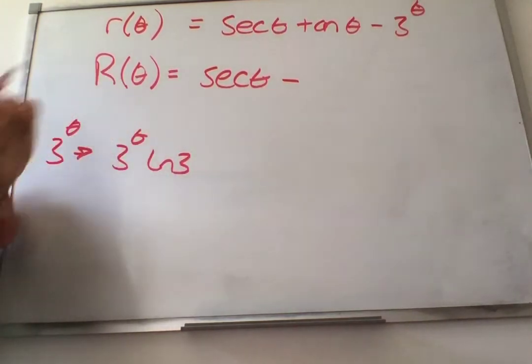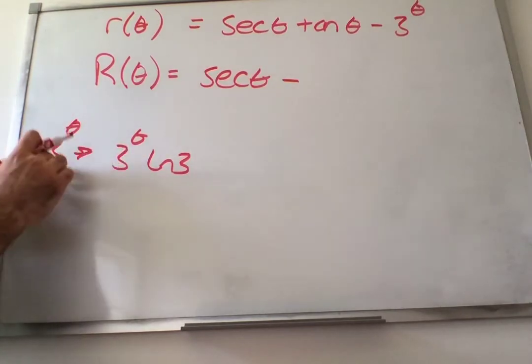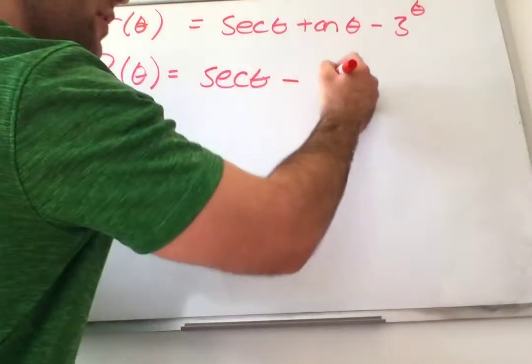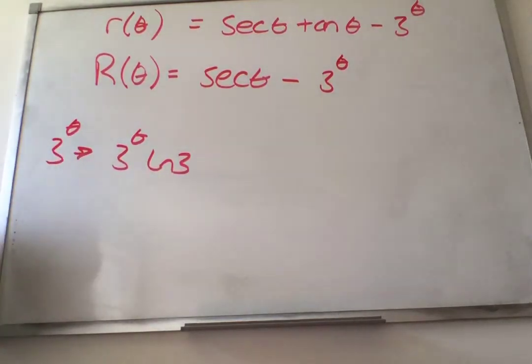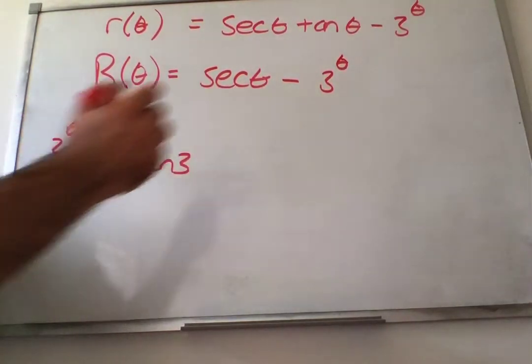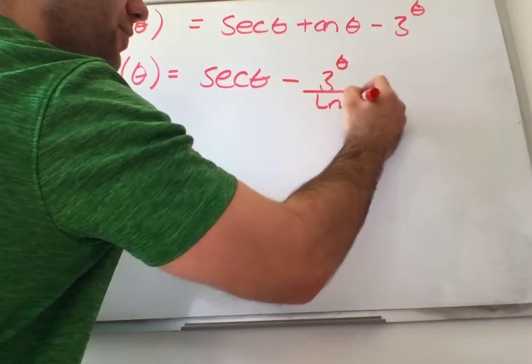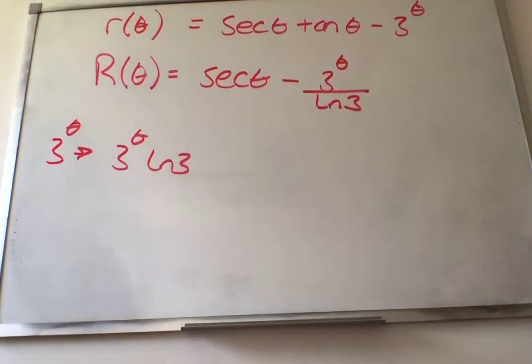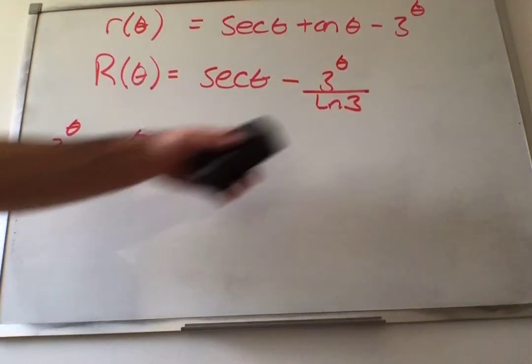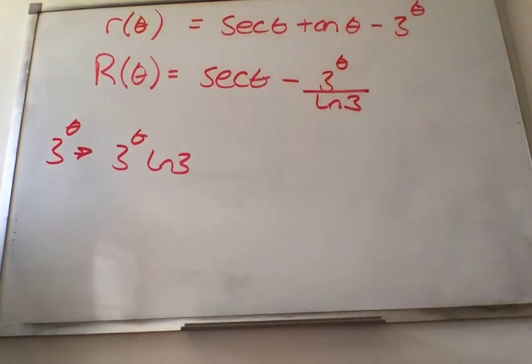So going backwards, it's going to have the same thing, 3 theta, but instead of multiplying by ln of 3, I'm going to divide by ln of 3. Now, if this was an e, you would be dividing by ln of e. ln of e is just 1.